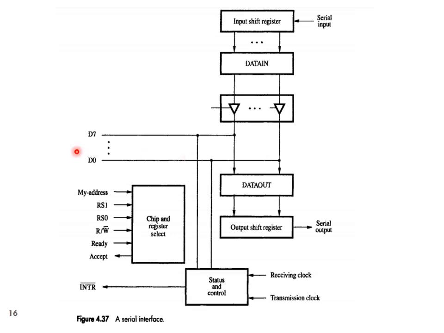Similarly, the data that is to be given to an output device will come in parallel from the processor through the D0 to D7 lines to the data out register, and from the data out register it will be placed into the parallel to serial conversion output shift register, and from this shift register it will be taken out serially to the corresponding output device. The rest of the components remain the same. That is the status and control signal circuit, and the register select and chip select circuit, with the different components which have been already discussed in the previous slides. So this is the circuit diagram for a serial port.